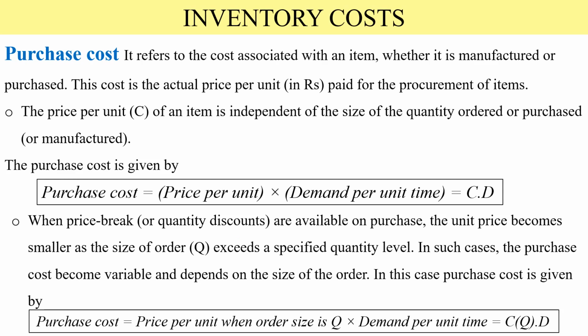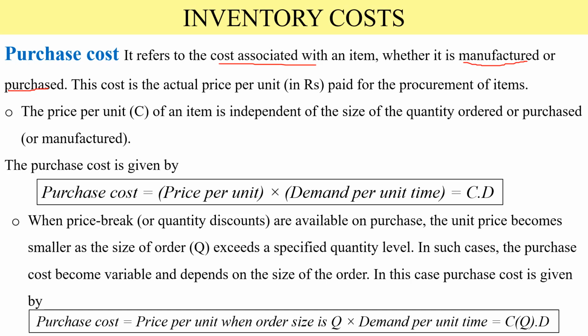First one is the purchase cost. It refers to the cost associated with an item, whether it is manufactured or purchased. So purchase cost is the cost associated with an item, whether it is purchased or manufactured. This cost is the actual price per unit paid for the procurement of the items. So this cost is determined in two conditions.